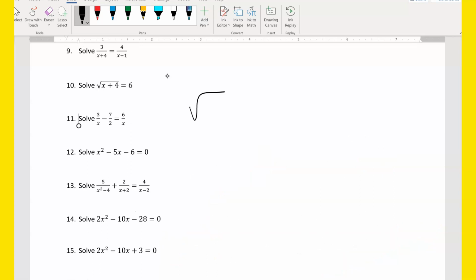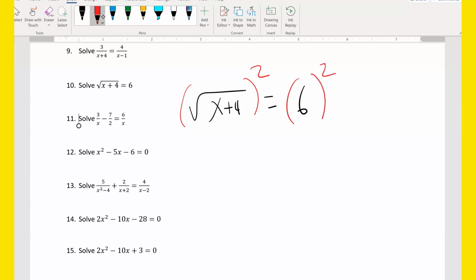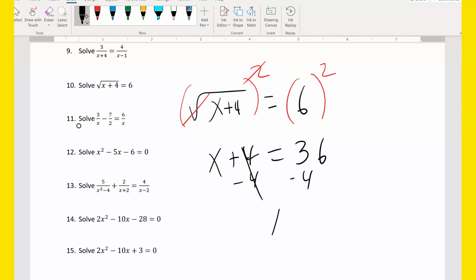All right, number 10, the square root of x plus 4 equals 6. I'm going to get x by itself, and the way that I do that is I have to get rid of that square root. How do I get rid of a square root? I use a squared exponent because that's what the opposite of a square root is. And so I have to do the same thing to the other side as well. So that cancels, and it leaves me with just x plus 4 equals, and on the right side, 6 squared is 36. Now it's a simple problem. I subtract 4 from both sides, and the answer is 32.